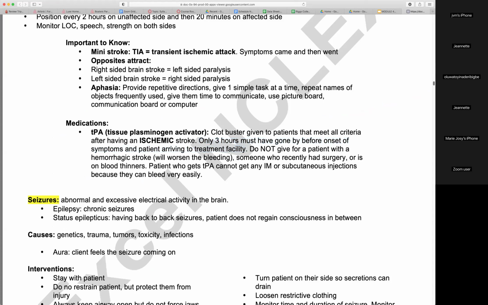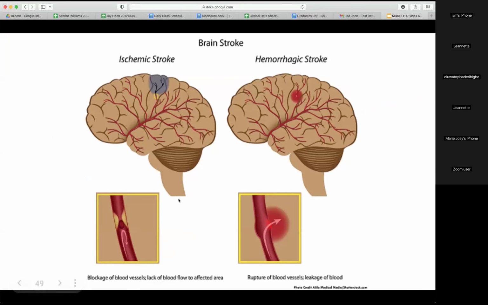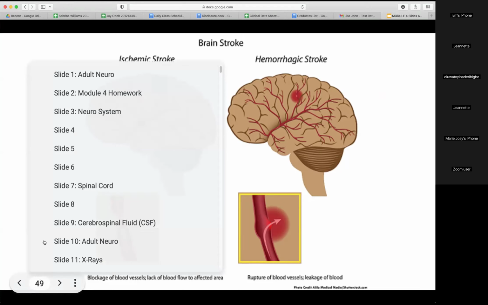And so let's look at this picture one more time. If we were going to look at this picture for ischemic stroke, TPA would dissolve this blood clot. All right. Okay, so now let's go to seizures.